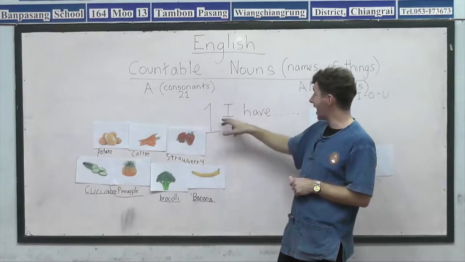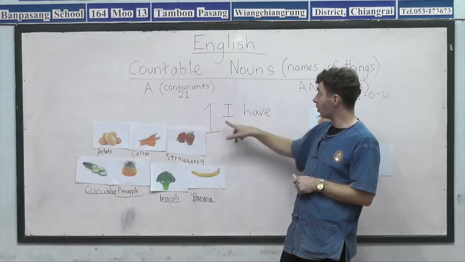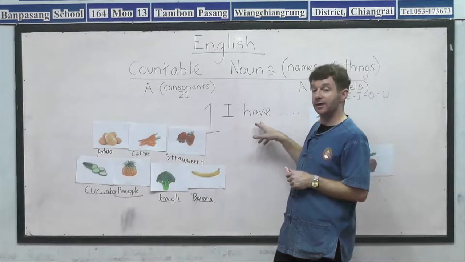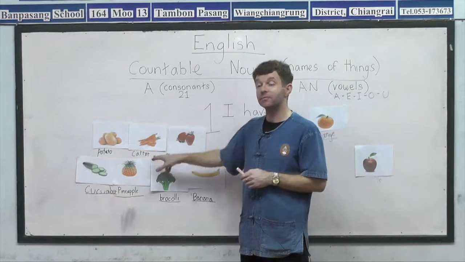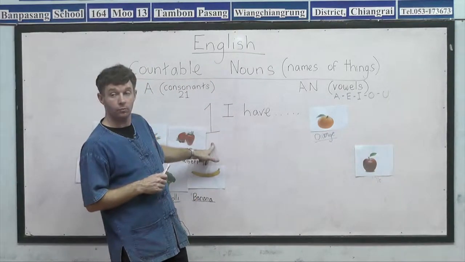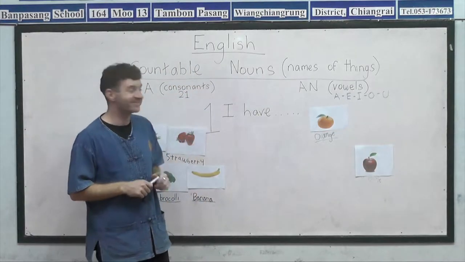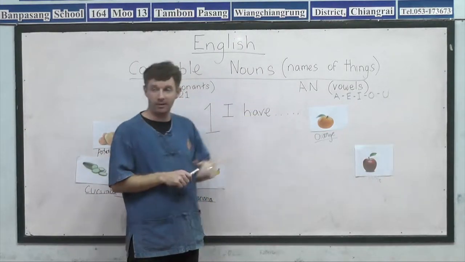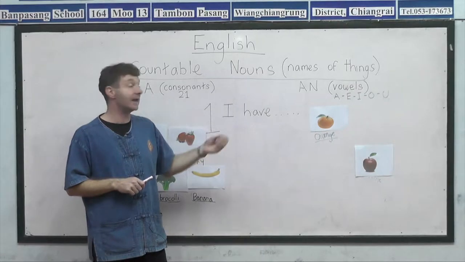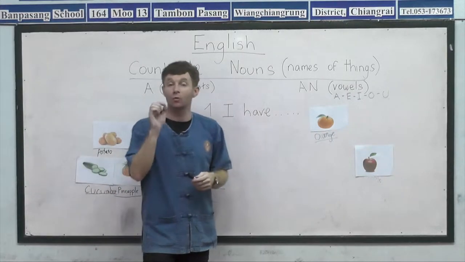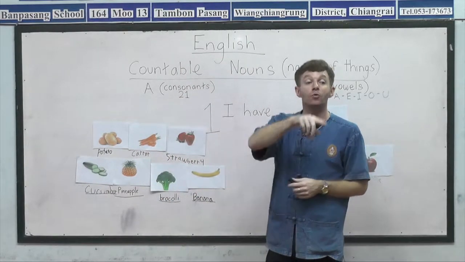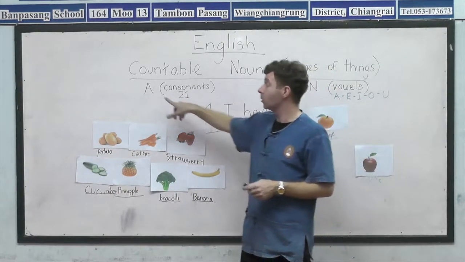Understand, guys? I have one carrot. Or I have a carrot. And for vowel words, we can say, I have one orange. Or we can say, I have an orange. I have one apple. I have an apple. So for this speaking drill, teacher will say the number, okay? I want students to replace the number with the word.